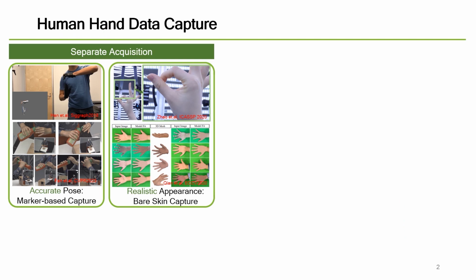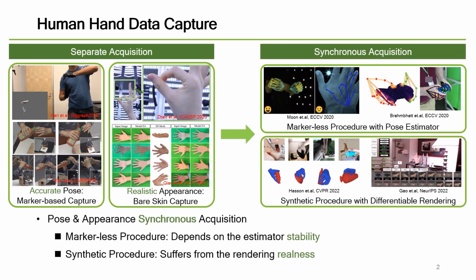Hand data capture is essential for digital human creation. Traditionally, the hand pose and hand appearance are captured separately to achieve their individual fidelities. To boost the efficiency, markerless mocap and synthetic rendering are adopted for the simultaneous capture of both. However, they either depend on a pose estimator trained with laborious annotations, or generate results with lighting artifacts.